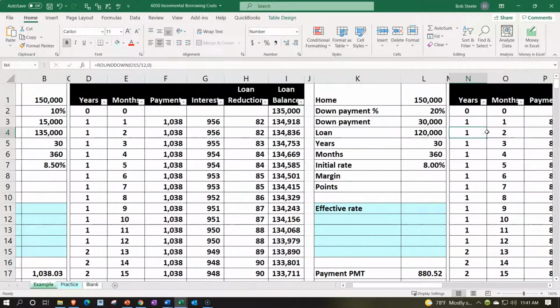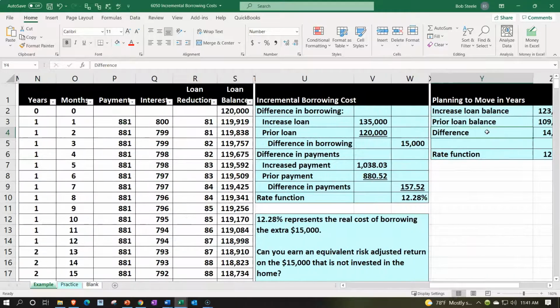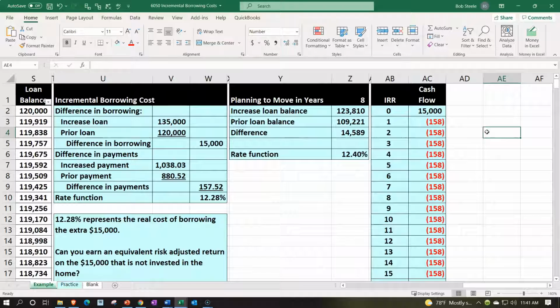So we've got our 2 amortization tables. Then we're going to be calculating the incremental borrowing cost. And then we'll be thinking about, well, what would happen if we were planning to sell in 8 years? Does that have an impact on the incremental borrowing costs? And we'll also calculate that same incremental borrowing cost using the IRR calculation, as well as a rate calculation, which I think the IRR is a little bit more intuitive.